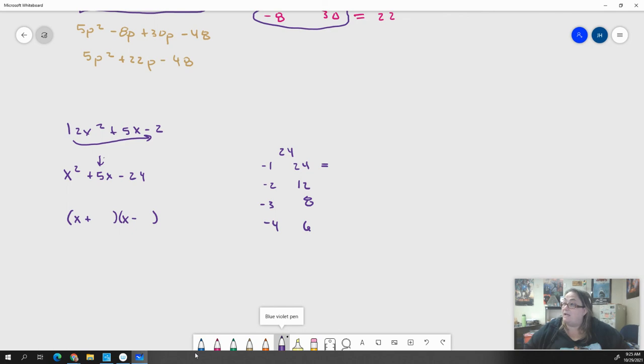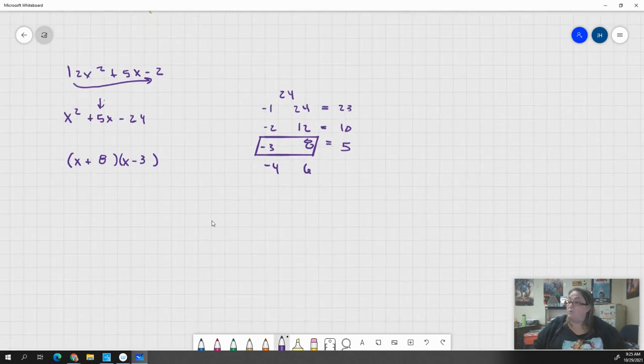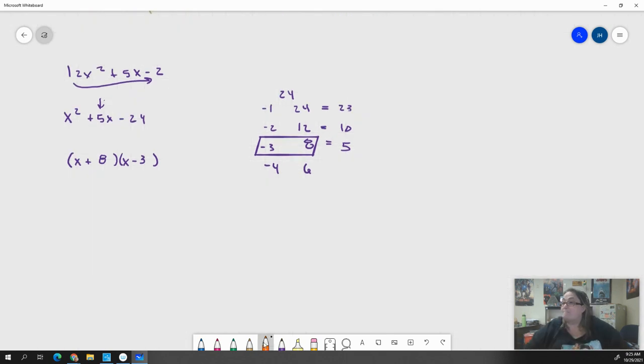24 minus 1, well, that's 23. Doesn't work. 12 minus 2 is 10. Doesn't work. 8 minus 3 is 5. So that's what we're looking for. So these will be the factors we're going to use, right? And the -1 will get the 3, and the +1 will get the 8. And we aren't done yet, because now we have to divide that 12 back out.